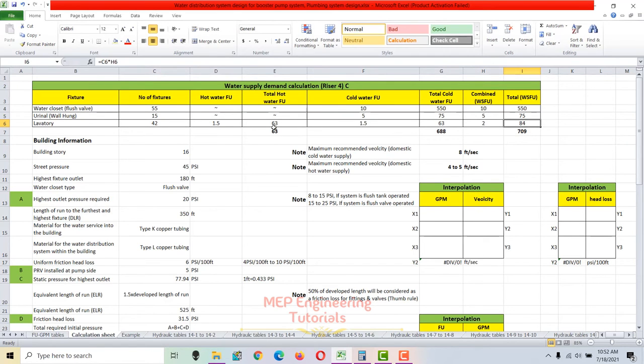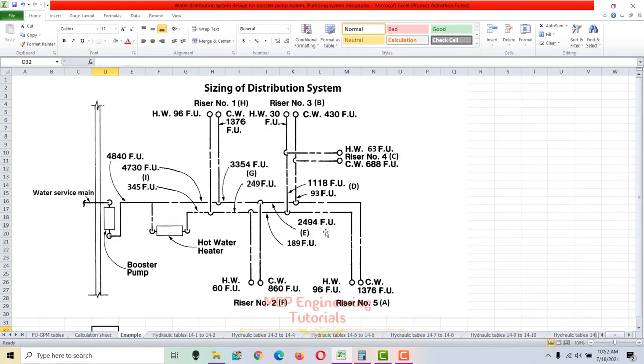So if you see the total hot water fixture unit at riser 4 section C is 63, and total cold water fixture unit at riser 4 is 688 fixture units. So same, we have right here hot water 63 fixture units, cold water fixture units are 688 fixture units at riser 4 or section C.